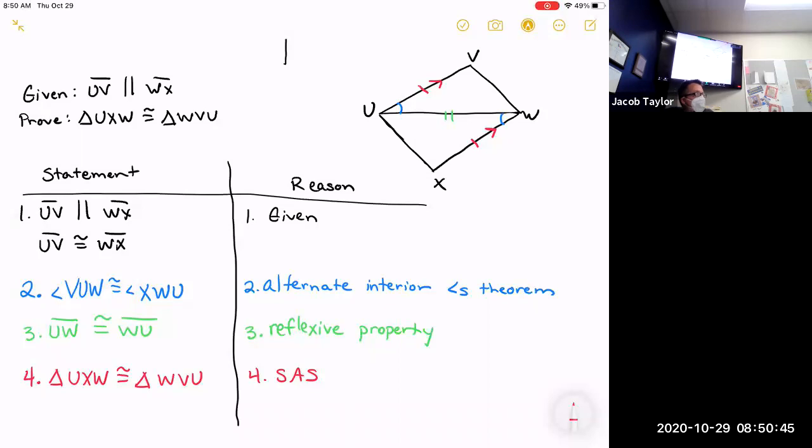Yeah. I mean, you don't have to put marks on anything. It just helps you see which congruent pieces we had. You don't have to put marks anywhere.